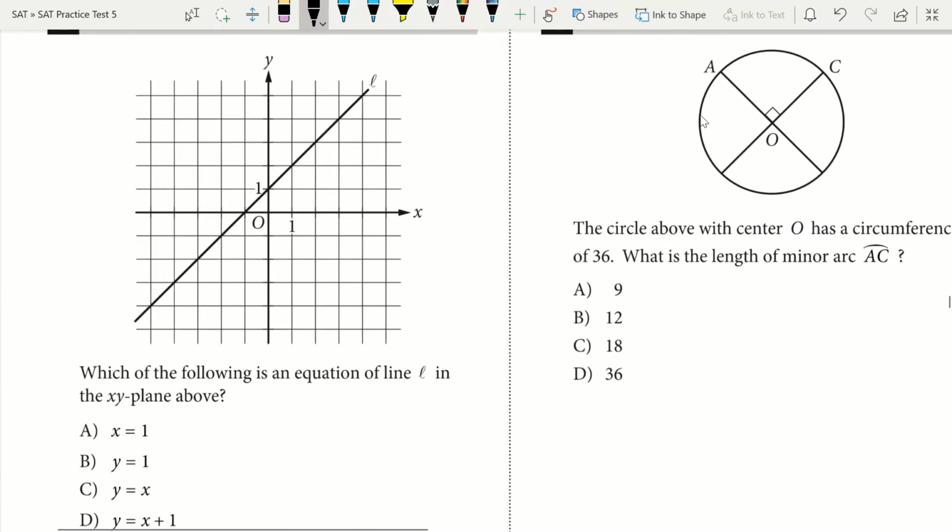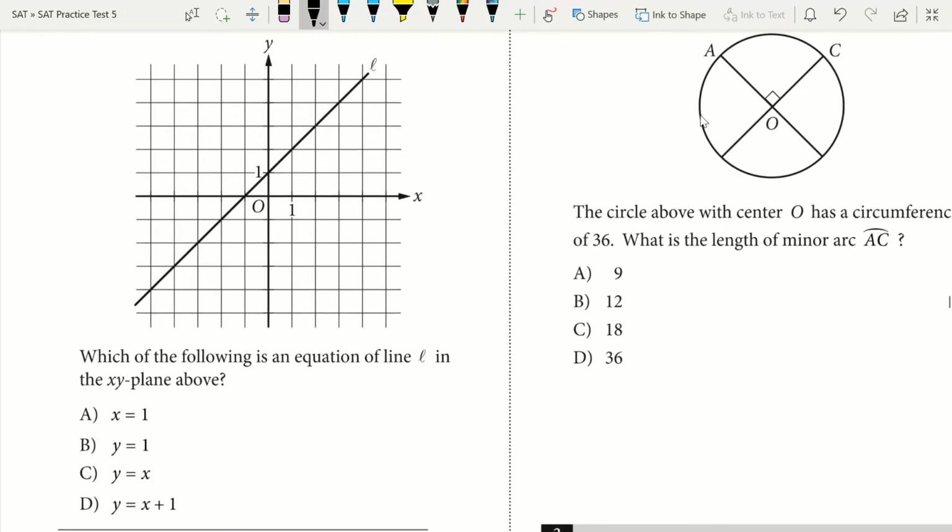Alright, question 1. Which of the following is an equation of line L in the xy plane above? Well, I see that my slope is 1 because I rise 1 and I run 1, right? I have an increase of 1 y and an increase of 1 x, and I have a y-intercept of 1, so my equation is going to be y equals x plus 1.